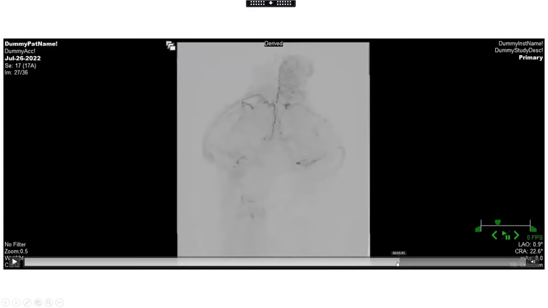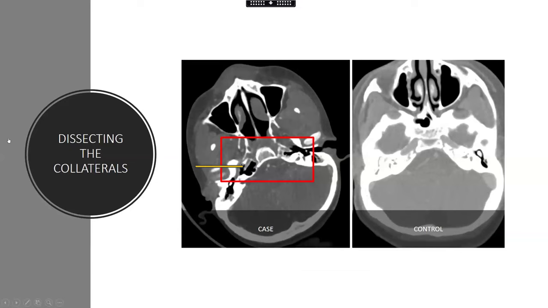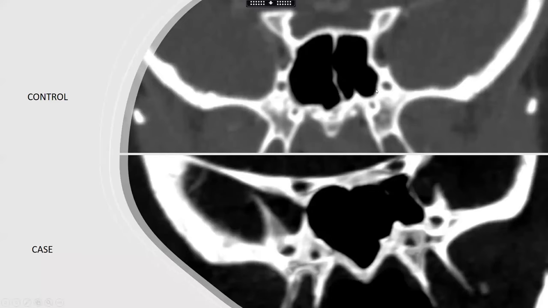So now coming to dissecting the collaterals. So this is our case, and this is an age-matched control case, where we can see that the carotid canals are present bilaterally, albeit in a very reduced capacity. However, in the control case, we see the normal caliber of the carotid canals bilaterally. So coming to the foramen rotundum, as well as the Vidian canal and the optic canal, in our case, it's quite capacious and dilated as compared to the control case, where we see the normal configuration of the foramen rotundum as well as the Vidian canal.